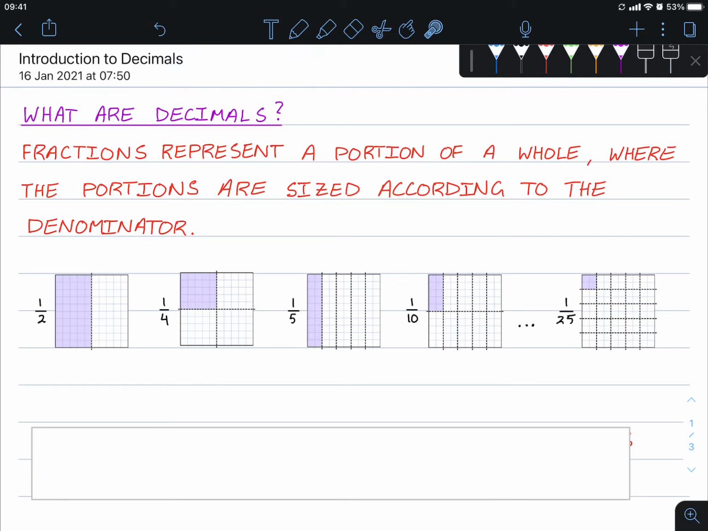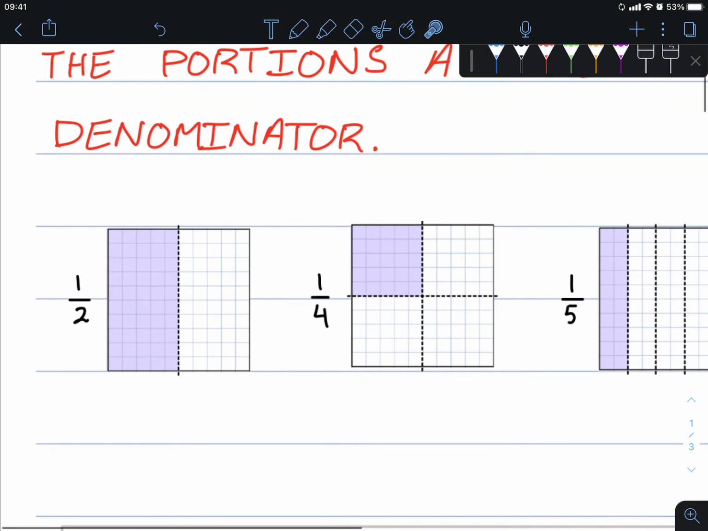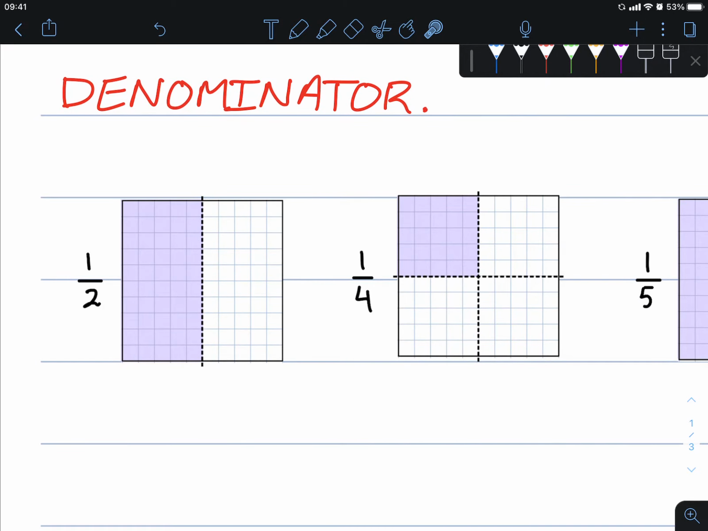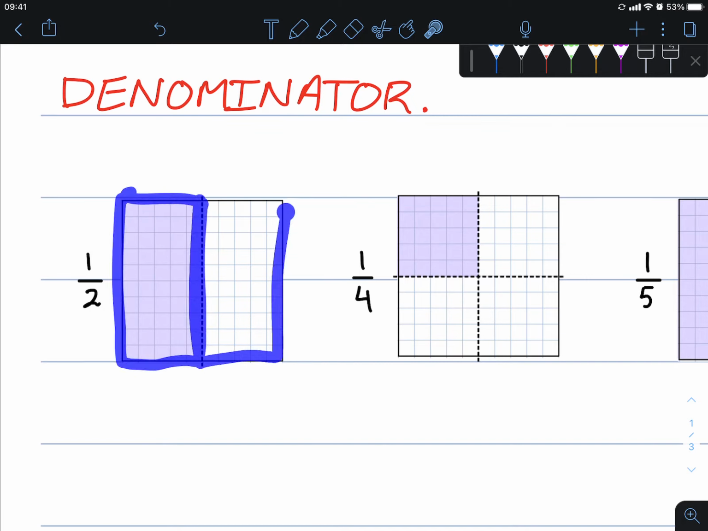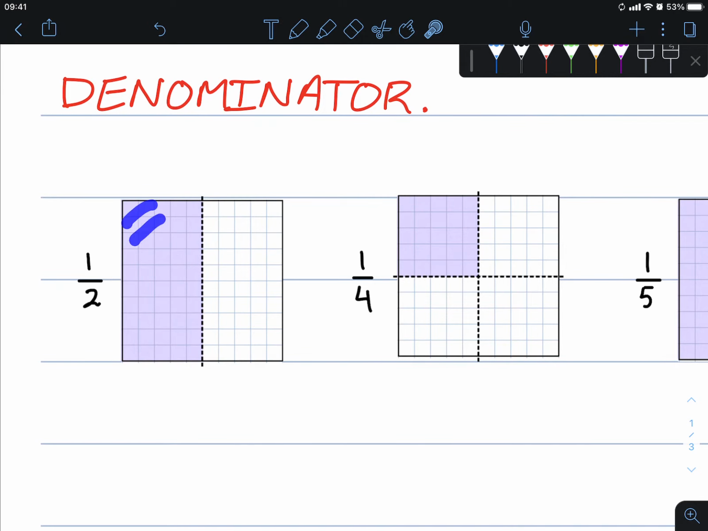Well, we know that fractions represent a portion of a whole, where the portions are sized according to the denominator. So here I've got a square, and if we had a fraction of a half, that means we're going to take the whole square, chop it into 2 even bits, and highlight one part of it. So there are 2 parts, that's 1 and 2, and 1/2 is this left hand side.